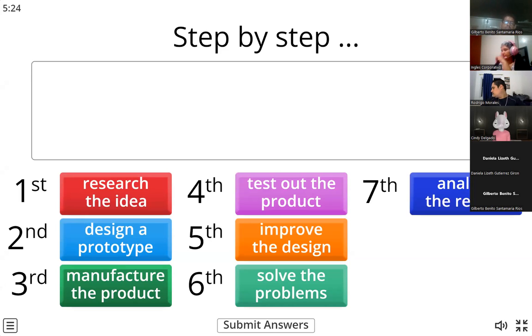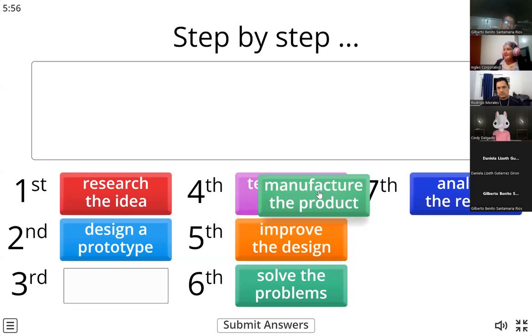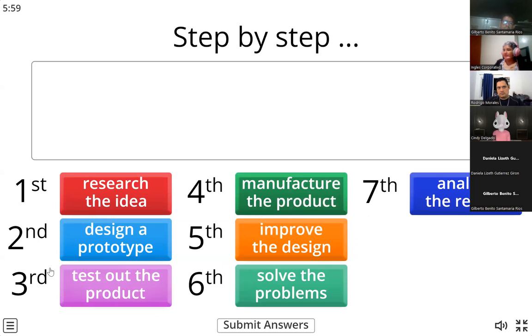Okay, first we're going to research, right? We are going to make a research because we don't have any idea about what we're going to do. Second, we're going to design a prototype. Once you have designed the prototype, do you consider that we are going to manufacture the product, or you are going to test out the product first before manufacturing the product? The test out the product, I think, will be the test, right?